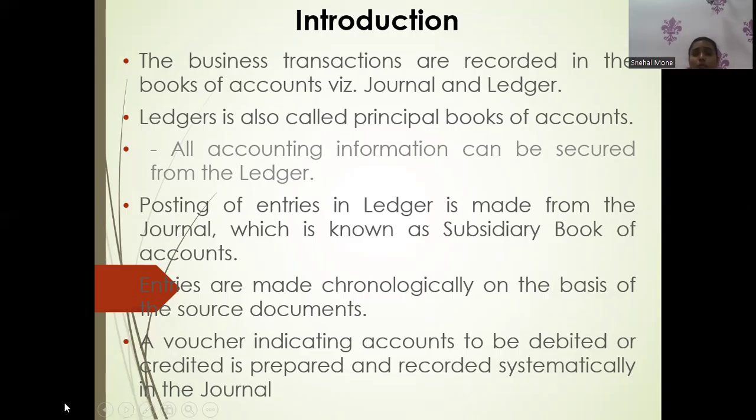Next, the ledger is also called your principal books of accounts. Postings of entries in a ledger are made from the journal, which is known as the subsidiary books of accounts. Entries are made categorically on the basis of the source of departments. A voucher indicating accounts to be debited or credited is prepared and recorded systematically in the ledger.